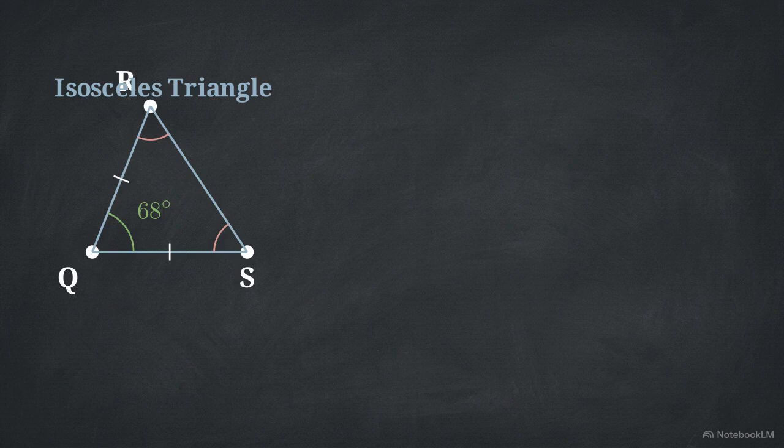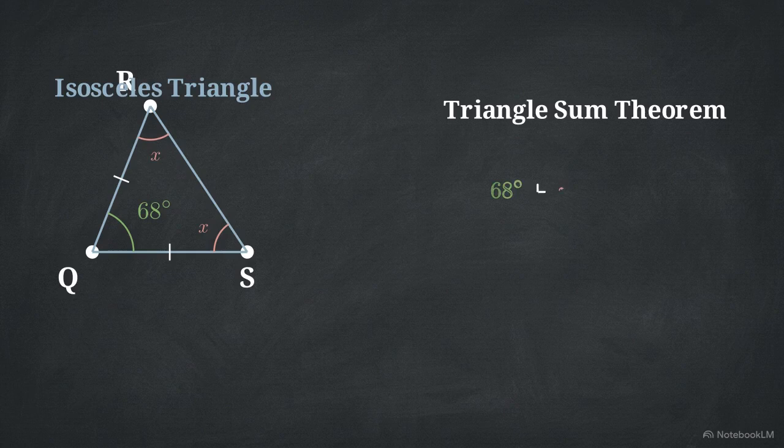The interior angles of any triangle always add up to exactly 180 degrees. So we can write our equation, 68 degrees plus x plus our second x equals 180. Let us combine the variables. 68 plus 2x equals 180. Subtracting 68 degrees from the total leaves us with 2x equals 112 degrees. Divide 112 by 2, and we find that x is 56 degrees. So the base angle QRS measures 56 degrees.